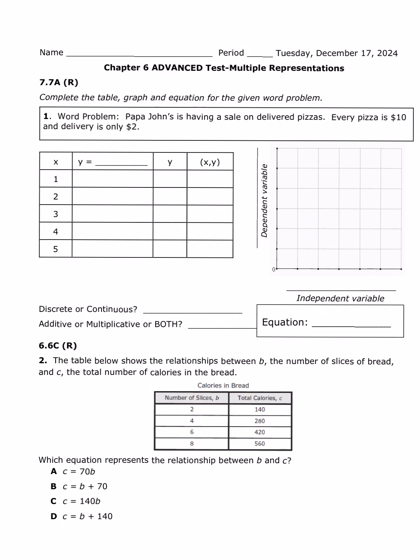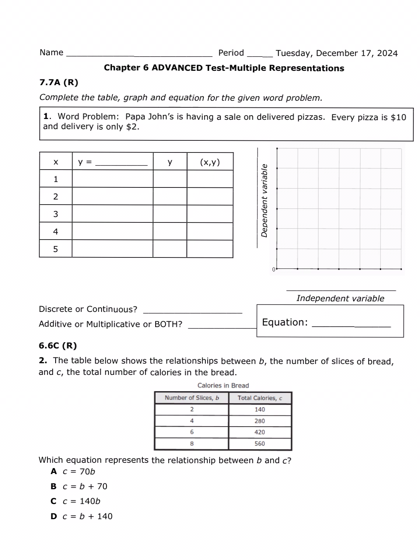Chapter 6 Advanced Test, Multiple Representations. Complete the table, graph, and equation for the given word problem. Number 1. Word problem. Papa John's is having a sale on delivered pizzas. Every pizza is $10 and delivery is only $2. Discrete or continuous, additive or multiplicative, or both.